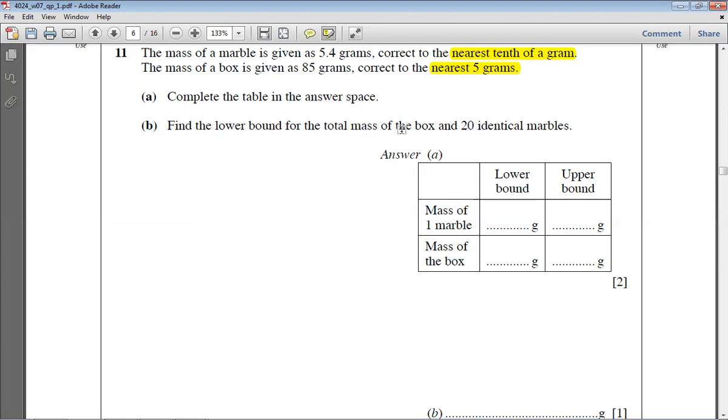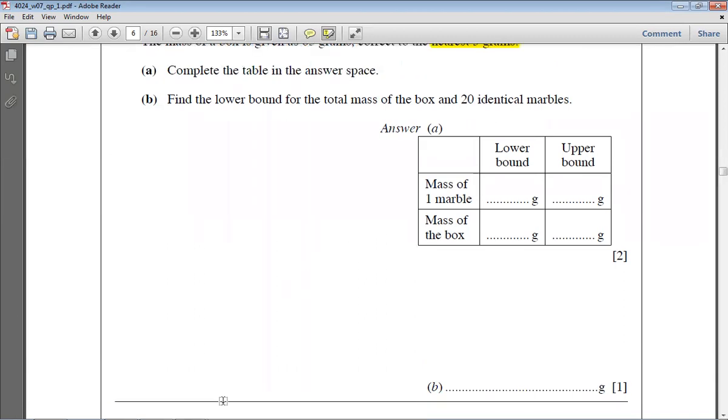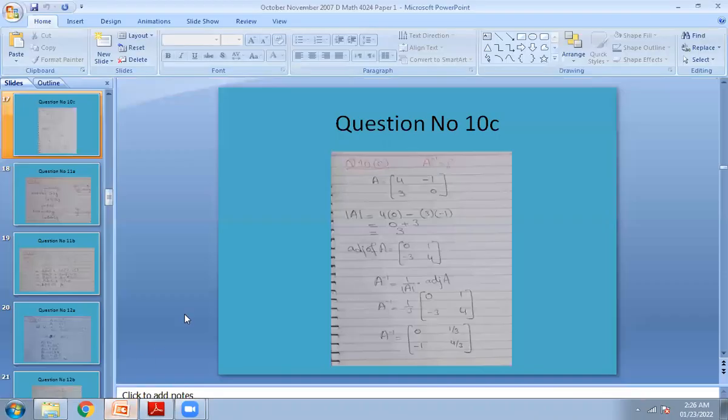Find the lower bound for the total mass of the box. That's the B part. Find the lower bound for the total mass of the box and the 20 identical marbles. So it's a two marks and 1 mark question. Okay, so let me show you how I have done this.